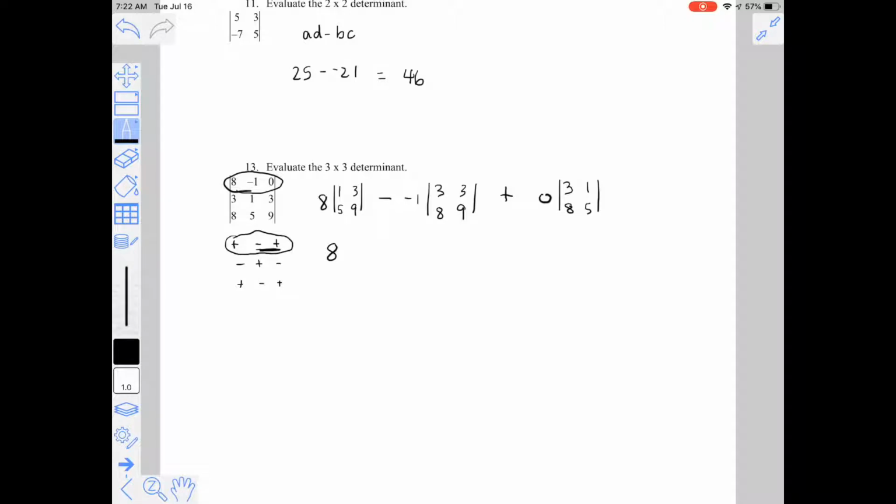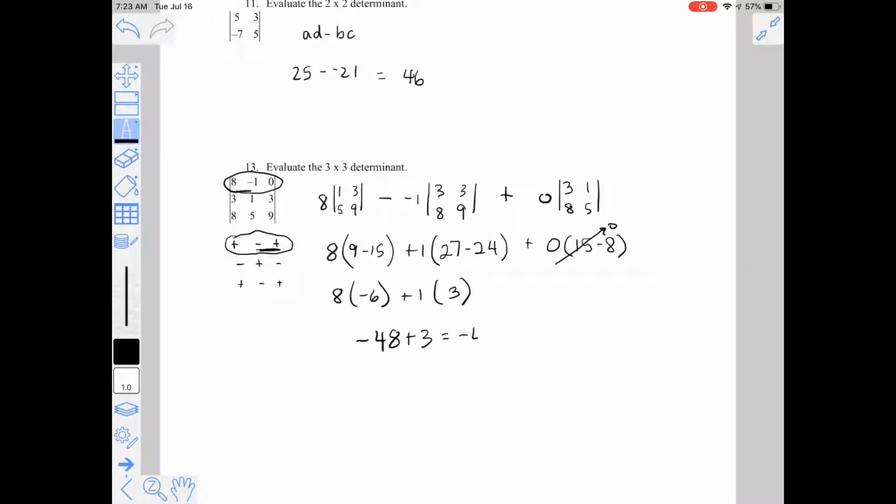So, 8, and then we're going to have 9 minus 15. Plus 1, and then 27 minus 24, and then 0 times 15 minus 8, so that's just going to be 0. That's 8 times negative 6, that's 1 times 3. The determinant is negative 45.